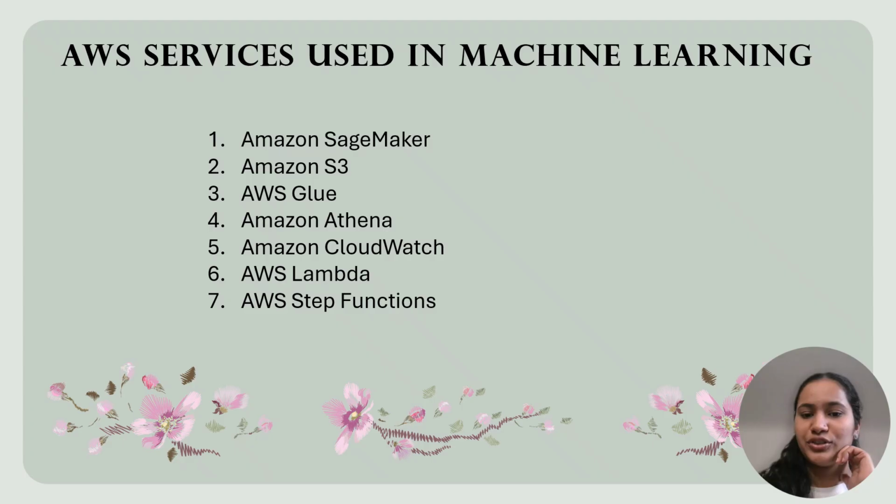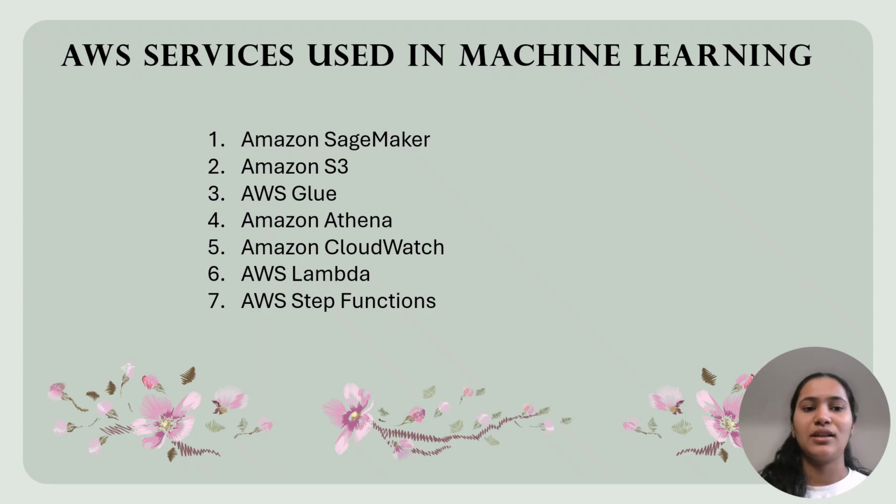AWS services used in machine learning. First is Amazon SageMaker. It is used to build, train, tune, deploy, and monitor machine learning models. It provides tools for a full machine learning lifecycle. Second is the Amazon S3. It stores important ML files such as datasets, training data, model artifacts, and output results.